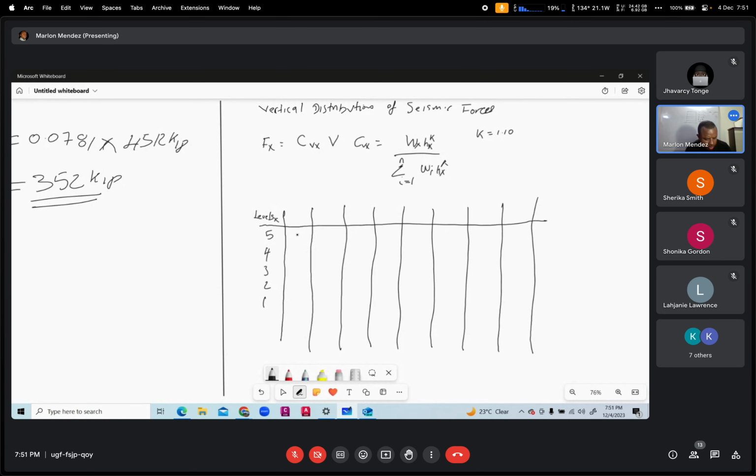So for each of these, in terms of the height of the structure, which is denoted by hx, and this is in the unit of feet. The height of the fifth is 55.5. Then it comes down by, I think each story is about 10 feet high. So this is us defining the stories.